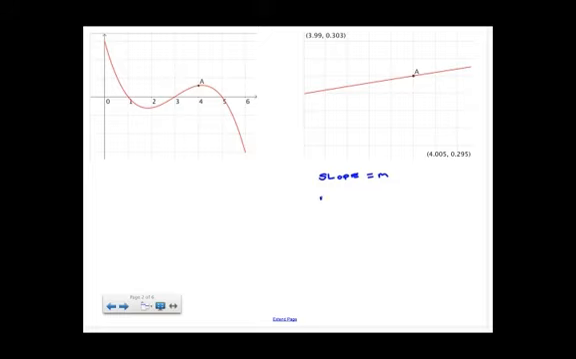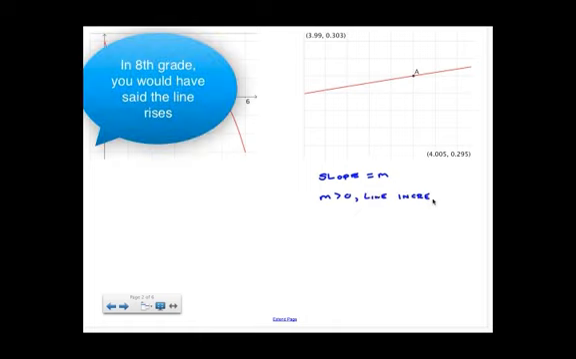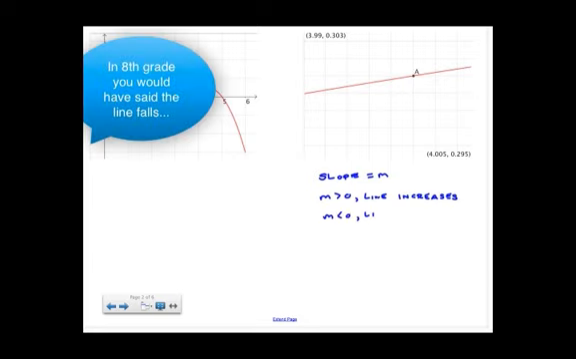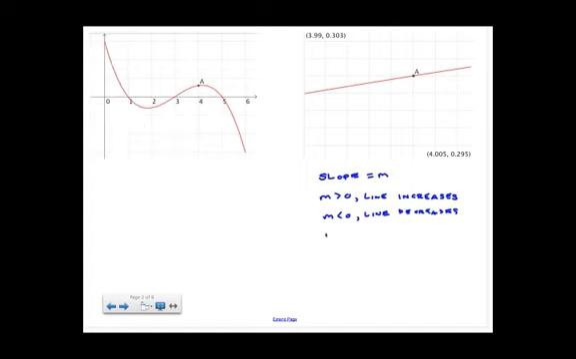Now, we know that if M is more than 0 for a line, then your line increases, which to us means the y values get larger as the x values get larger. Okay, as you move to the right, the y values get bigger. And we know that if M is less than 0, the line decreases, which means as the x values get bigger, the y values get smaller. We know that if the slope is 0, you have a horizontal line, or we could say your line is constant. So I'll put constant or horizontal. And there's one other possibility, that your slope could be undefined. And for lines, that means you have a vertical line.